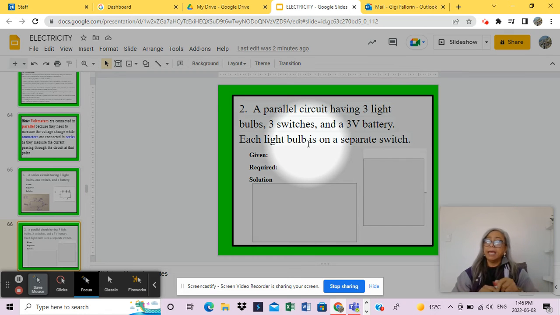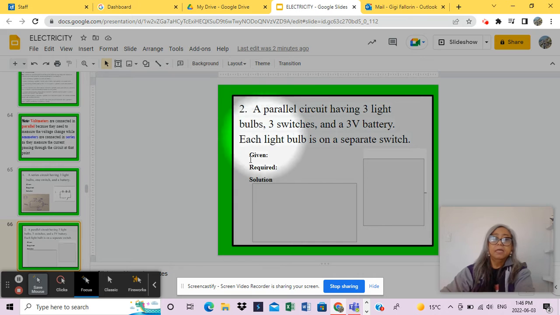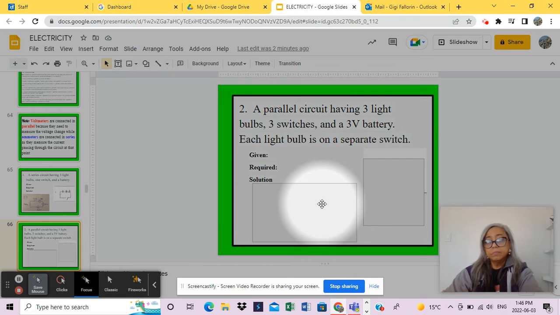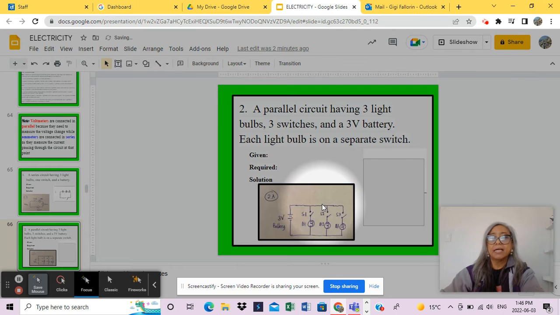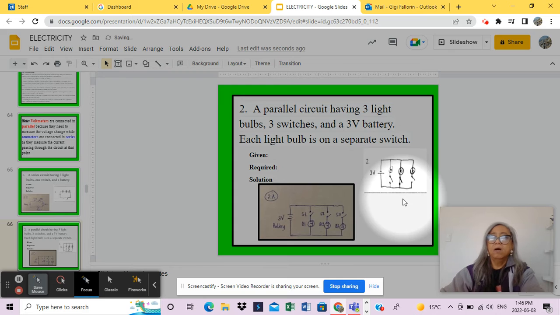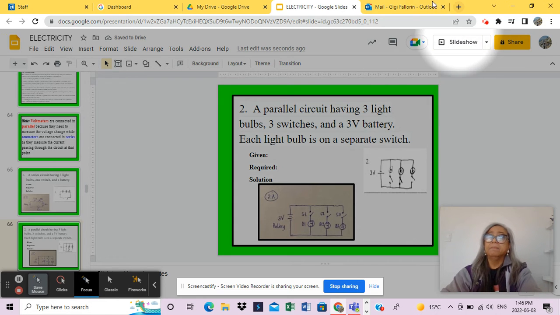So required would be draw the circuit diagram. So give it a try. You can pause at this point and do it on your own before coming back, right? Let's say you're able to do it, right? And you came back to this video. Hopefully you have the same concept of the diagram here.